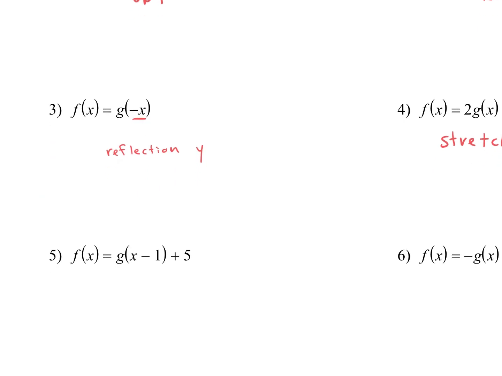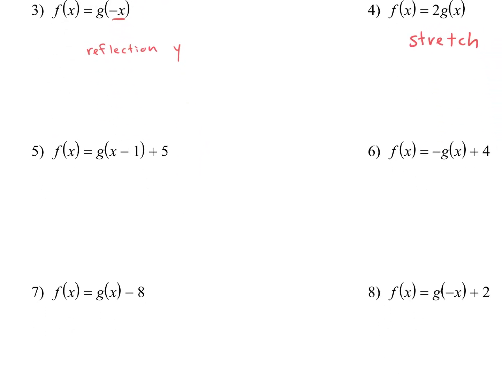All right, number 5. What does this minus 1 on the inside do? Right 1. And then plus 5 on the outside. Awesome. Up 5.